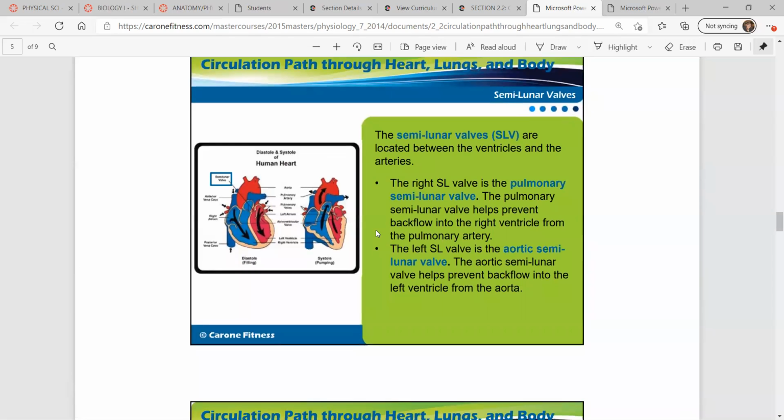SL valves, these types of valves are located between the ventricles and the arteries. The right SL valve is the pulmonary semilunar valve. The pulmonary semilunar valve helps prevent backflow into the right ventricle from the pulmonary artery. The left SL valve is the aortic semilunar valve. The aortic semilunar valve helps prevent backflow into the left ventricle from the aorta.